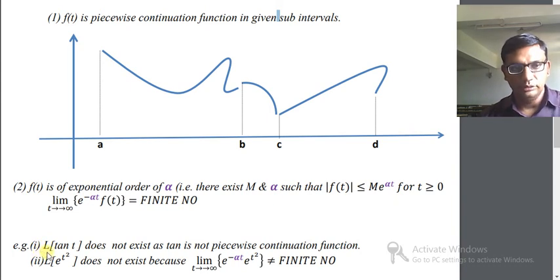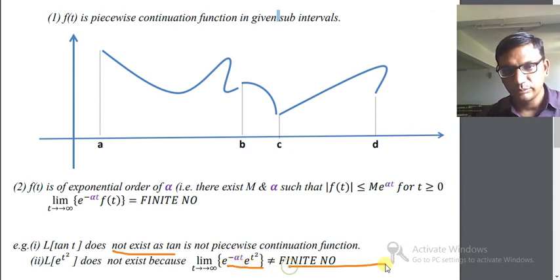As an example, the Laplace transformation of tan t does not exist because tan is not a piecewise continuous function for all t greater than or equal to 0, and the second is e raised to t square, for which we cannot find a finite limit of f of t into e raised to minus alpha t. Therefore the Laplace transform of these two functions does not exist. Thank you.